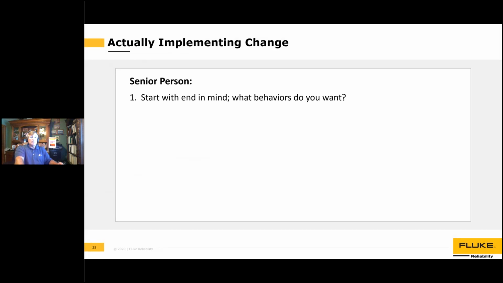The senior person, again, remember that if you're that senior person and you're trying to implement a change, you need to start with the end in mind. What behaviors do you want to see? The second thing is to communicate what you want those behaviors to look like, and you communicate it by putting it into policies, plans, processes, procedures, and measures.